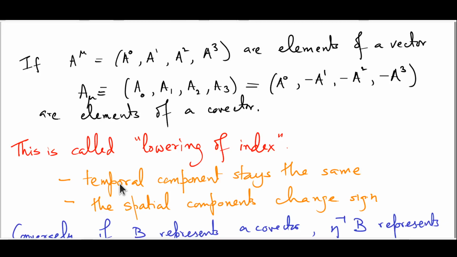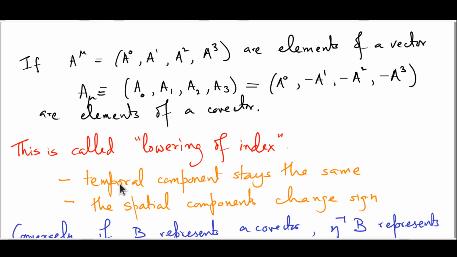Now, since eta is simply plus 1, minus 1, minus 1, minus 1 down the diagonal, all that multiplication by eta does is that it keeps the A0 component unchanged and changes the sign of A1, A2 and A3. So A lower mu, or rather its 4 components, A lower 0, A lower 1, A lower 2, A lower 3 are nothing but A upper 0, minus A upper 1, minus A upper 2, minus A upper 3, in that order. So this process of lowering of indices keeps the temporal component, or the 0 component, the same and changes the sign of the spatial components.